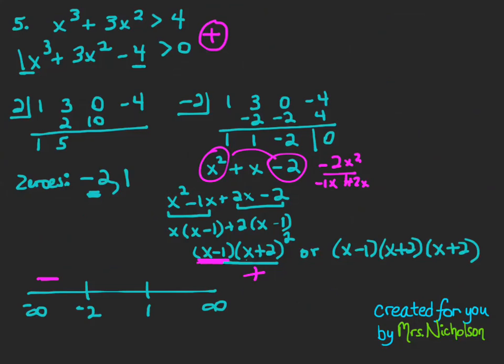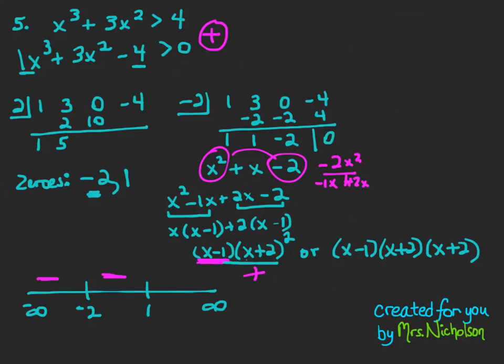In my next interval between negative 2 and 1, I'm going to choose 0. If I substitute 0 into x minus 1, that of course would be negative. And my other factor squared is always positive. So a negative times a positive gives me a negative again. Notice there's no sign change. And that's what happens when you have a double root. Because remember, if we were graphing, the graph would come down and touch the axis and go back up or down, but it wouldn't cross. No crossing the axis on the graph, no sign change on the inequality.